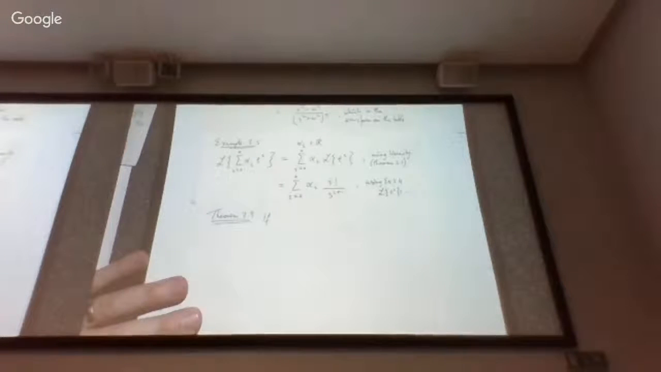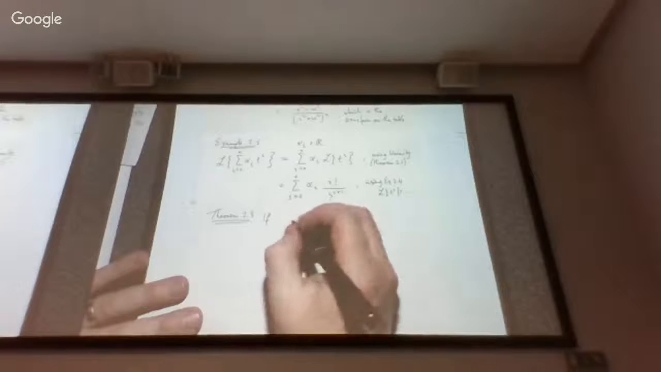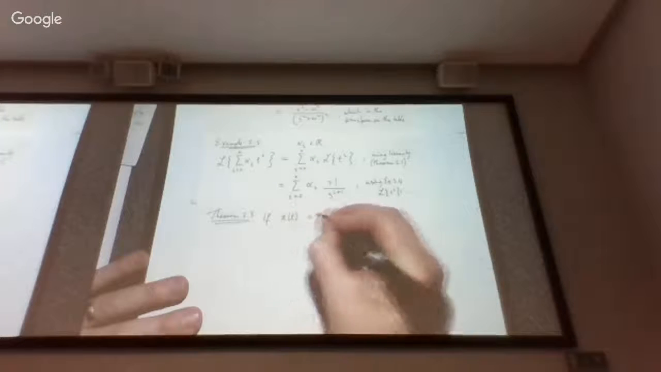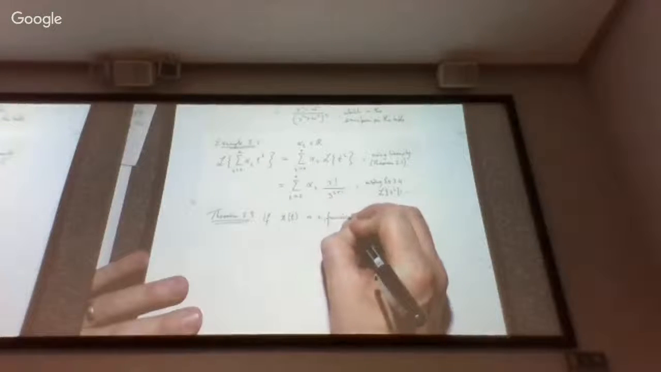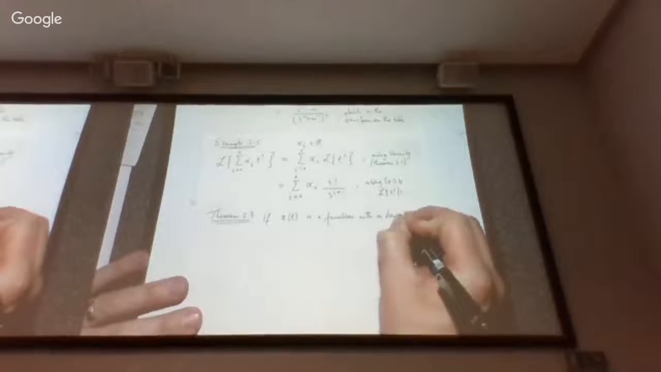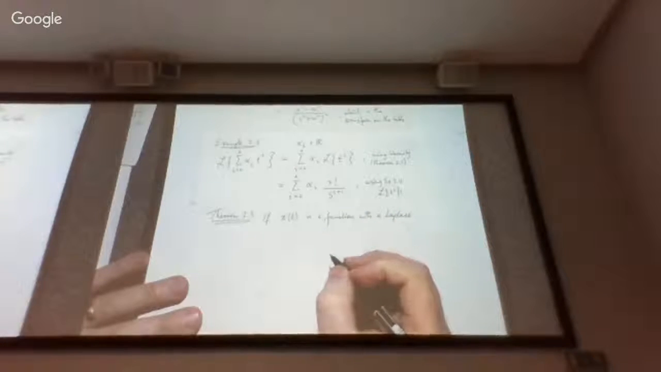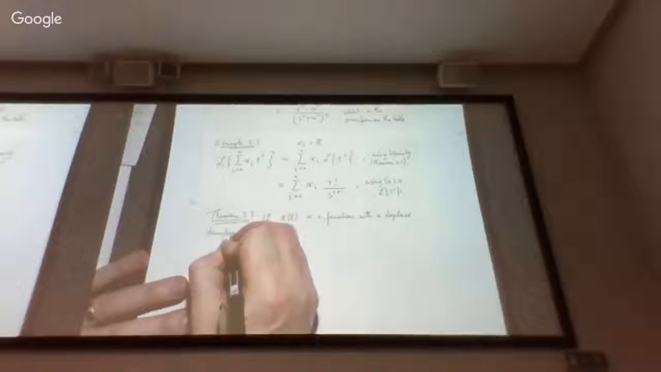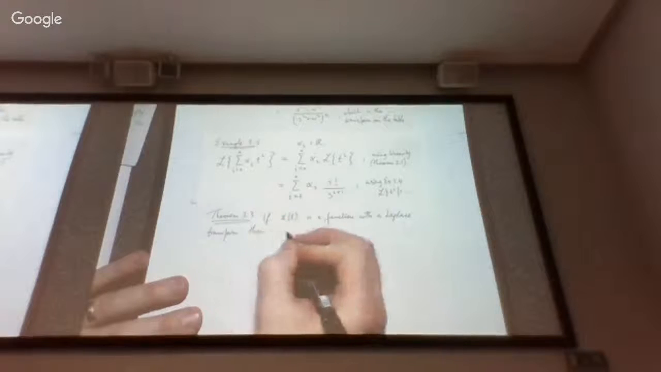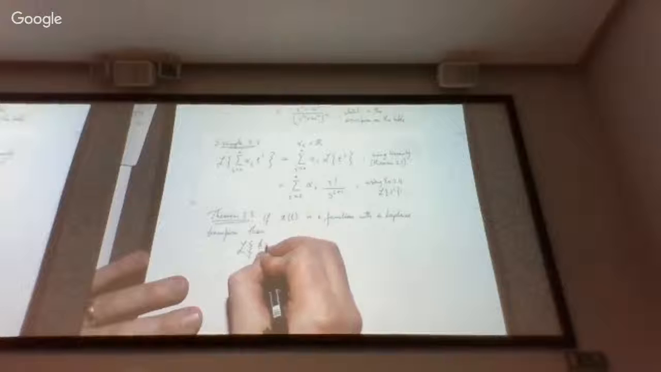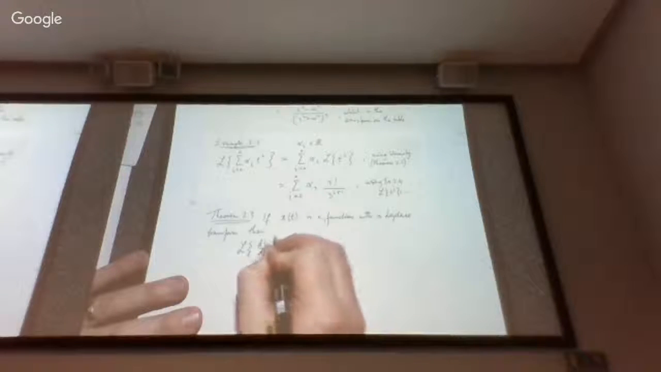So I'll use the notation that's used there in the book. So f of t is a function with a Laplace transform, so that integral converges, that integral exists with the Laplace transform. Then, this is the key result. What is the Laplace transform of the derivative of x with respect to t?